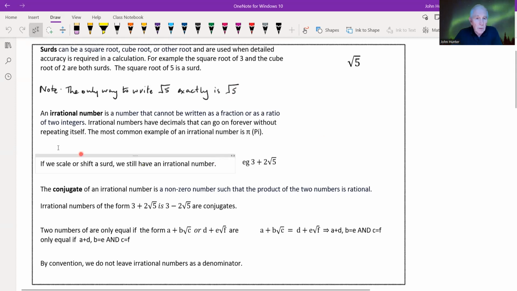Now that's that. Now what's an irrational number? An irrational number is a number that cannot be written as a fraction or a ratio of two integers. Irrational numbers have decimals that can go on forever without repeating themselves. So we've got an example in pi, which of course is the ratio of the circumference of a circle to its diameter. Now this square root of 5 is an irrational number.